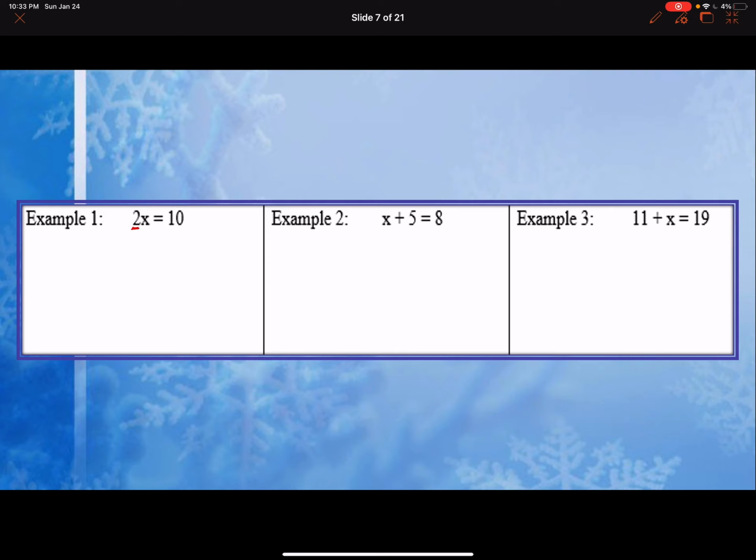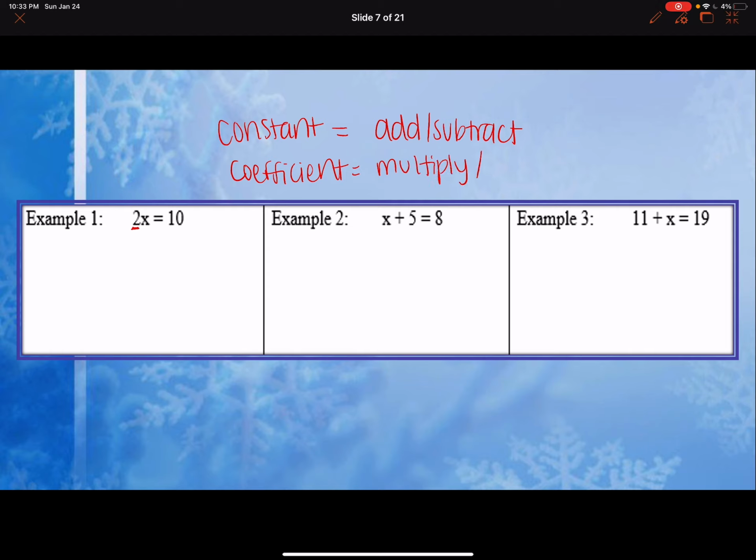The 2, is it a constant or a coefficient? If it's a constant, then that lets you know you're going to be adding or subtracting. If it's a coefficient, then you'll be multiplying or dividing. All right, this 2 is a coefficient, and I know it's a coefficient because it's attached to my variable.